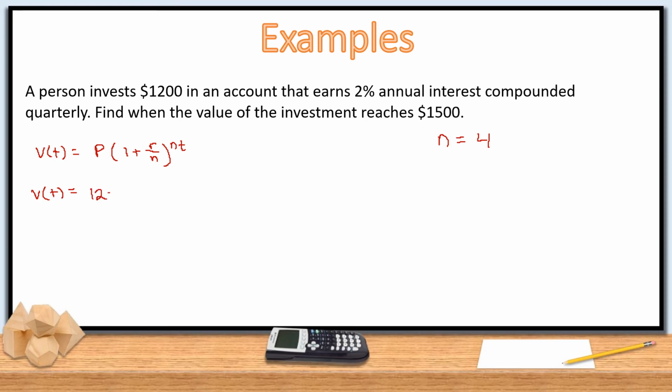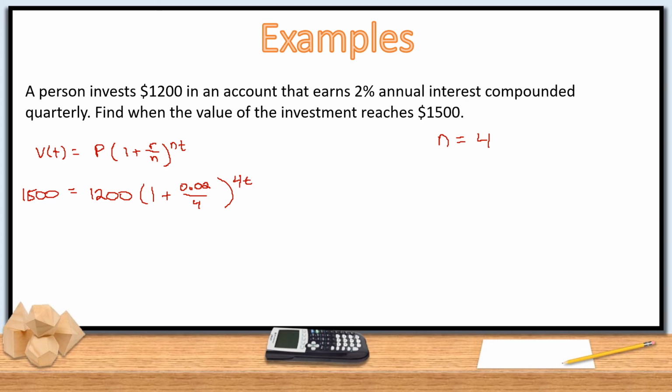So we got 1,200. Actually, that shouldn't be V of t because we know what the output is. So 1,500 is equal to 1,200 times 1 plus 0.02, so 1.02. Actually, I can't do that. I have to do the plus part. So 1 plus 0.02 over 4 to the power of 4t.